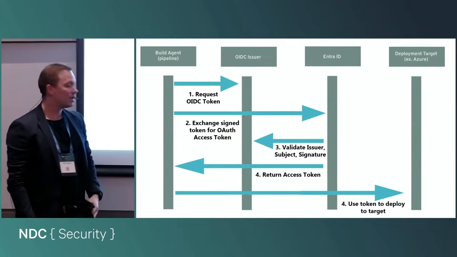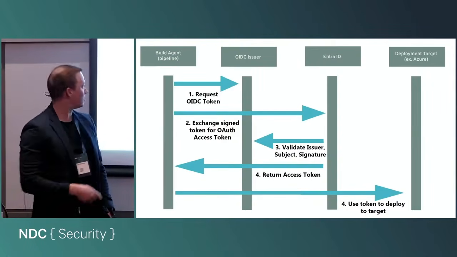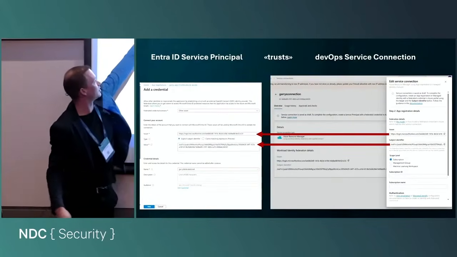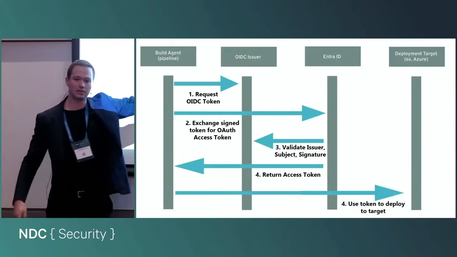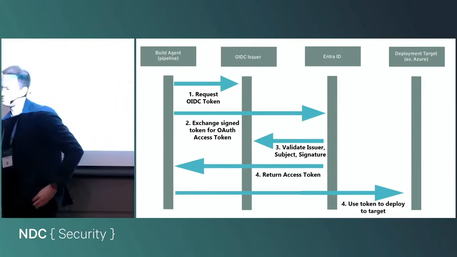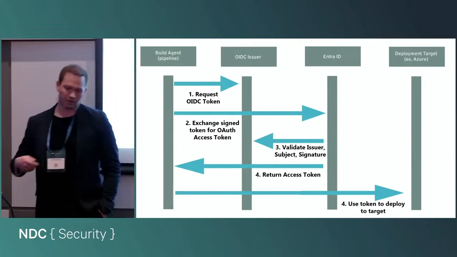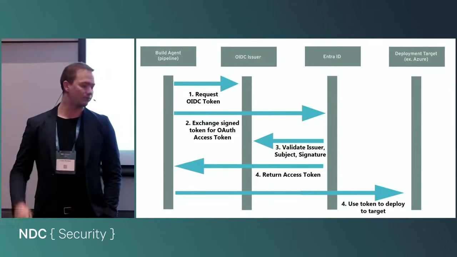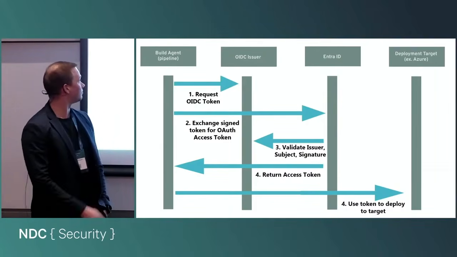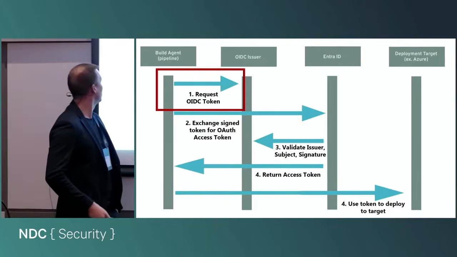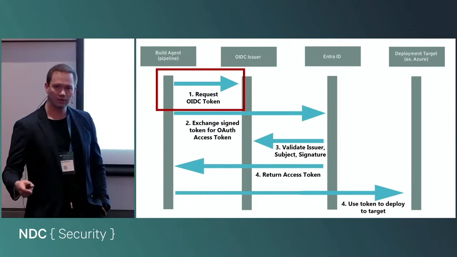Entra ID will validate that the values it received in the token are the same as those that have been configured here, and that the token has been signed, by pulling a public key from the issuer and verifying the signature cryptographically. Once that succeeds, it returns an access token for the service principal, which can be used against the backend target. So this is the full technical flow. But for our presentation, the most interesting piece of it is really this top bit here. What is in that OIDC token, and how does it get there?